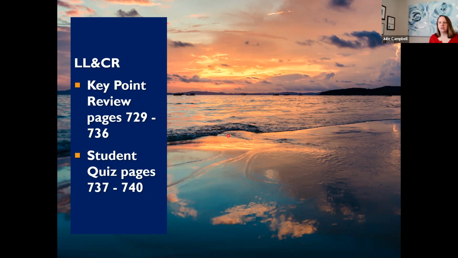Same thing with the student quiz. I can't guarantee that anything's not changed since this book was last printed, but not enough to really get excited about. So here's an extra key point review, which is a good one. It's a good summary of license law and commission rule. And then your student quiz. And yeah, there are some quizzes in the online learning system as well. What questions do we have?